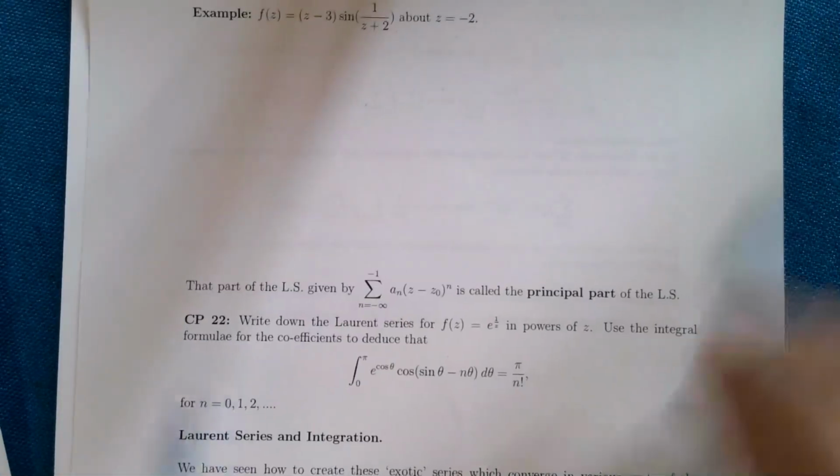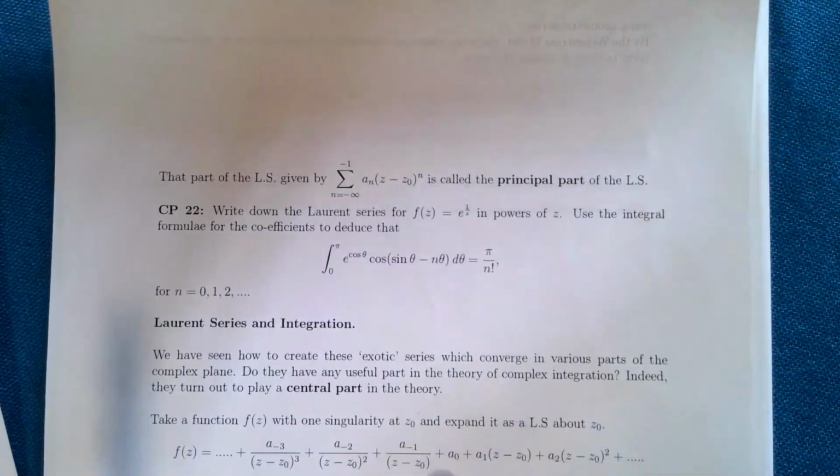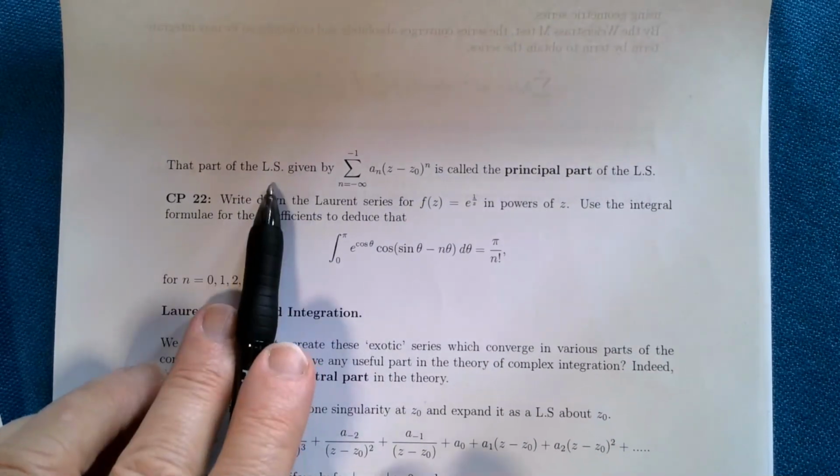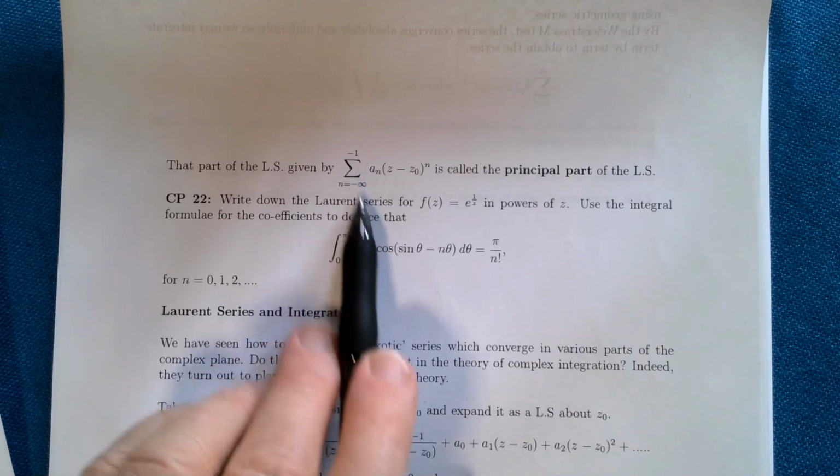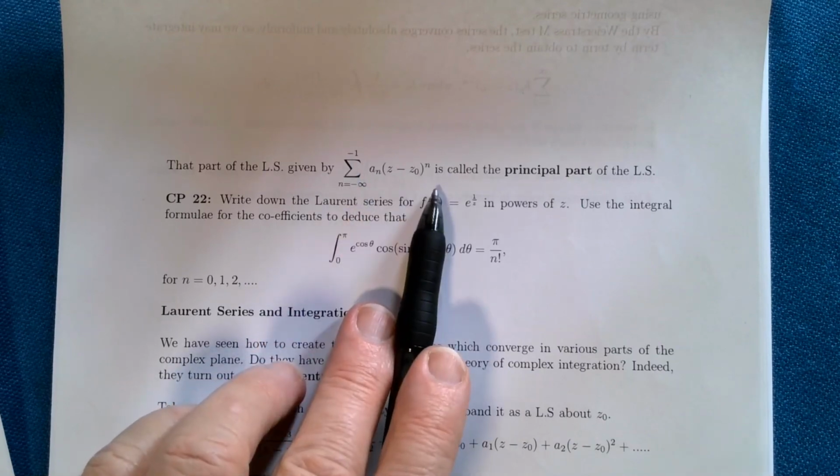Okay, well, I mentioned that in the next thing here. So that part of the Laurent series which is given by the sum from minus infinity to minus 1, that's called the principal part of the Laurent series.